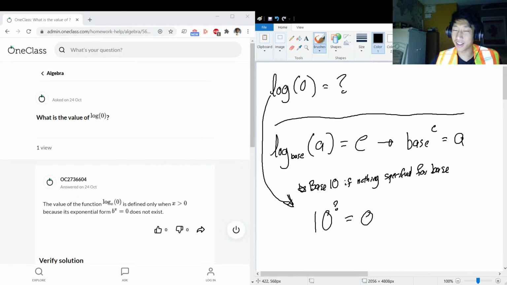Okay, let's think about this for a second. If the result of a multiplication is 0, one of the things that you multiply has to be 0. There's no way that you can just multiply two things together and get 0 unless you're multiplying zeros. So it's basically saying 10 multiplied by itself, how many times is 0? Does that make sense? How could we possibly multiply 10 by itself over and over again to get 0? It doesn't make sense. So really, the answer of log of 0, it doesn't exist.